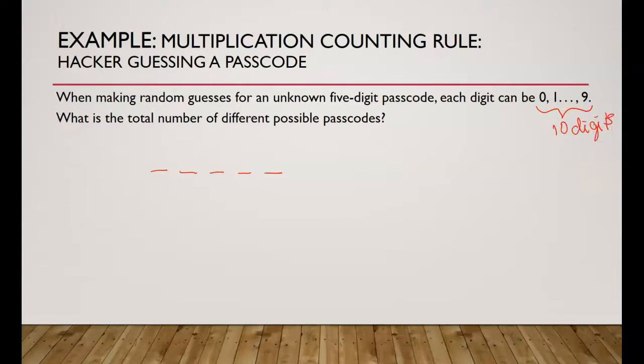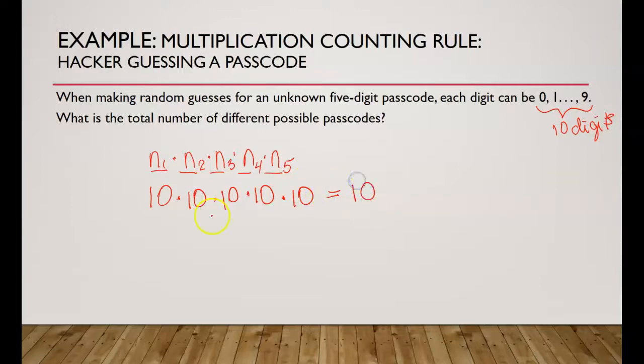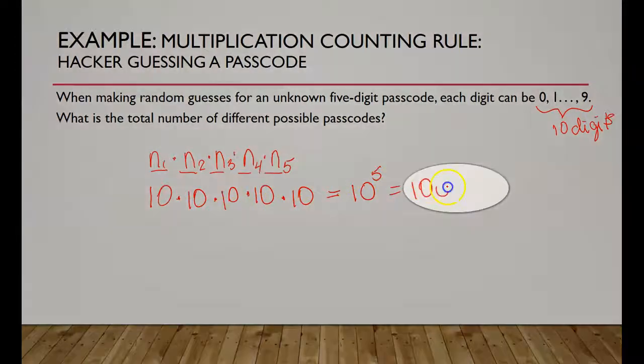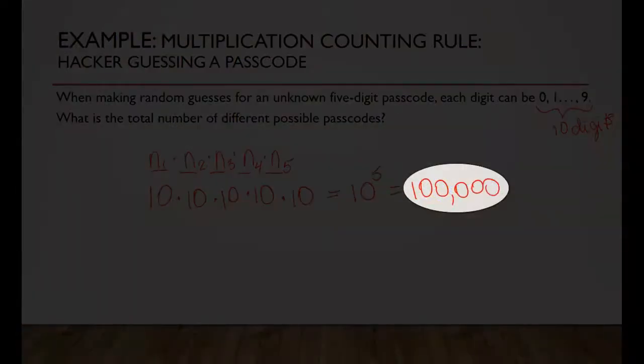So the total number of different possible passcodes is n sub 1, the first way, times n sub 2, the second way, times n sub 3, times n sub 4, and times n sub 5. 5 different ways. 10 possibilities in the first place, 10 digits, times 10 digits in the second place, times 10 digits in the third place, times 10 digits in the fourth place, and 10 digits in the fifth place will give us 10 to the fifth power, or 100,000 possible passcodes.